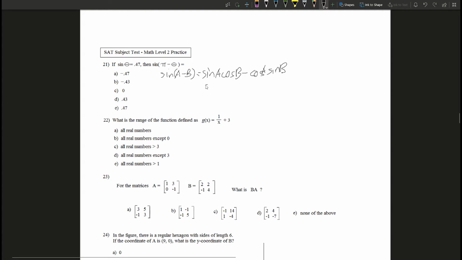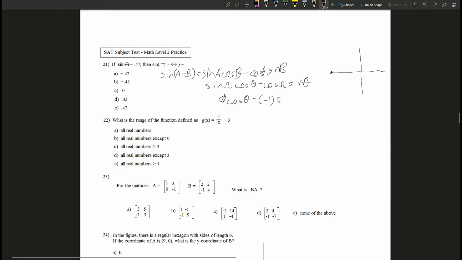So sine of pi cosine theta minus cosine pi sine theta. So we know that sine of pi is just going to be 0. So 0 multiplied by cosine theta, this is a 0, minus cosine pi is going to be -1 because on the xy plane, the angle pi is here. The x coordinate is -1, the y coordinate is 0.